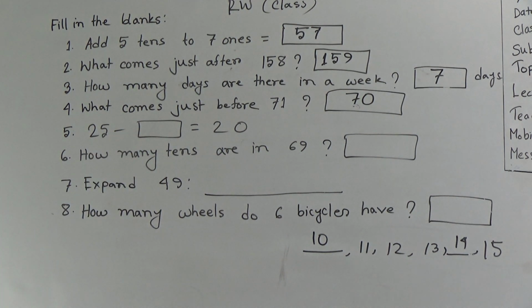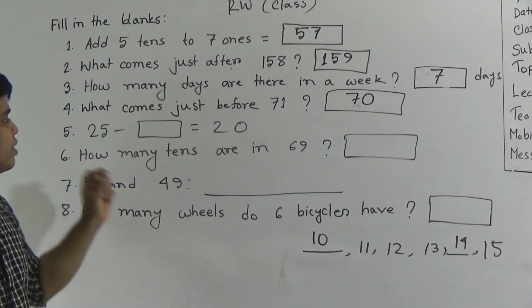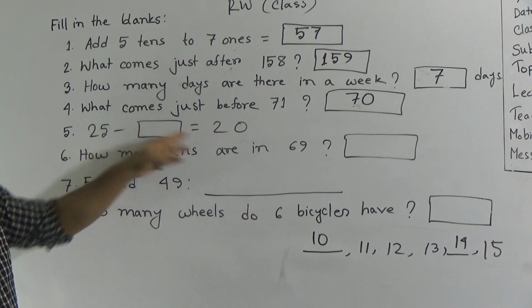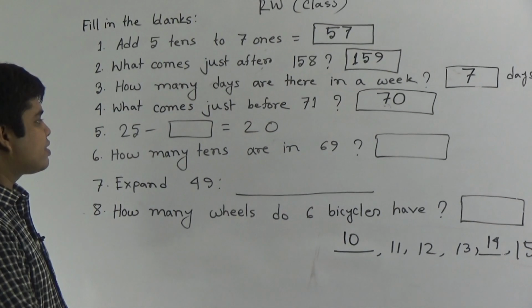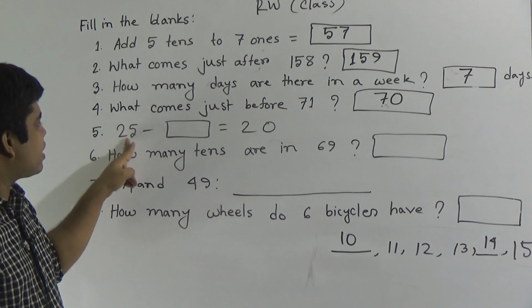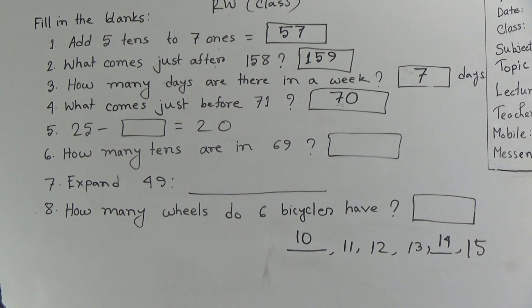I repeat it again: 25 minus box equals 20. That means we need to find a number which is subtracted from 25 and we get the answer 20. If the question is given like this, we subtract the answer from the first number, that means here 25. So we subtract 20 from 25 and we get what?